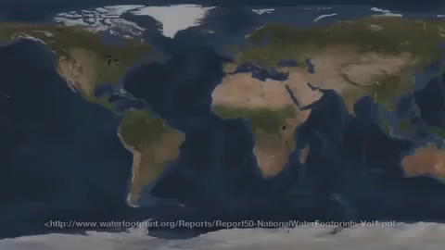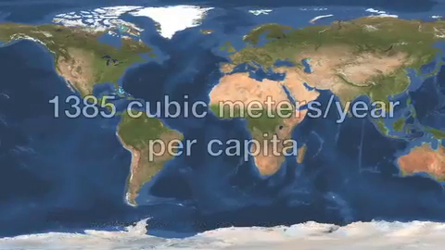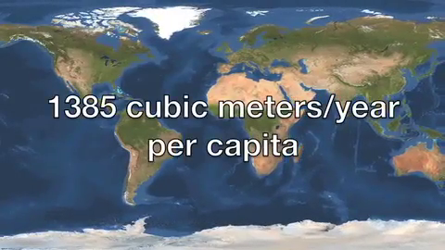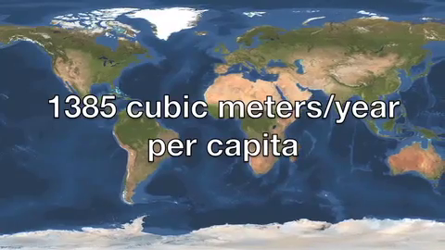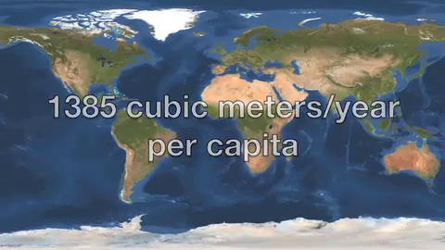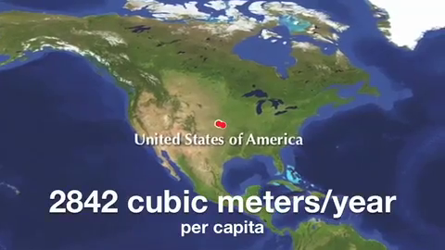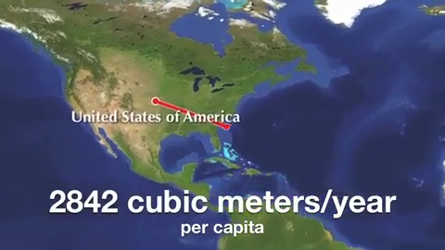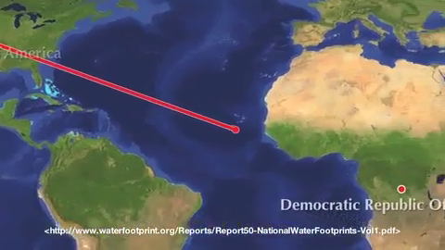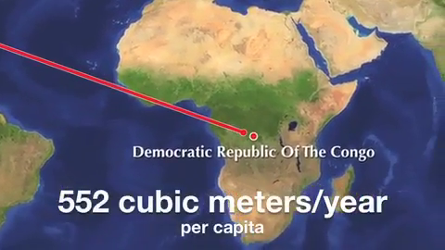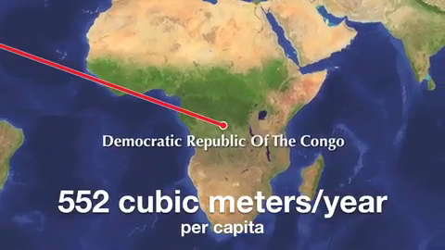Virtual water is in the clothes you wear, the electronics you use, and most abundantly, in the foods and beverages you eat and drink. The global average water footprint is 1,385 cubic meters per year per capita, or 1,385,000 liters per person each year. In the USA, the average person has a water footprint of 2,842 cubic meters each year, in contrast to someone from the Democratic Republic of the Congo, whose average water footprint is 552 cubic meters per year.